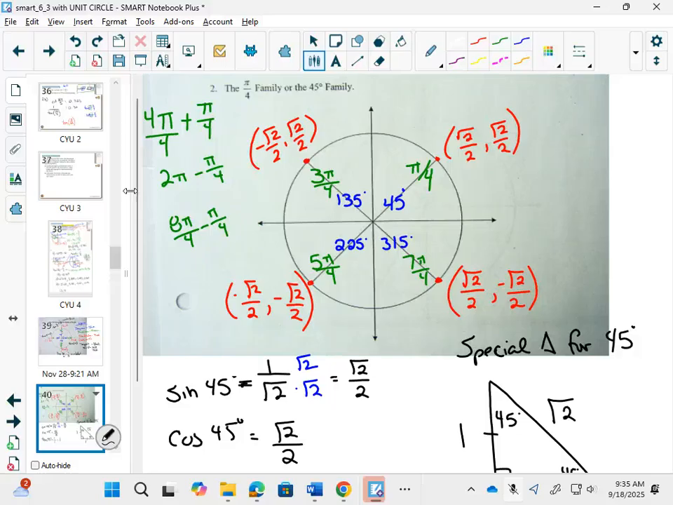And finally, I'll just quickly write them down. Tan of pi over 4 is 1, and you can, same thing, use your CAST rule to write all of these down.